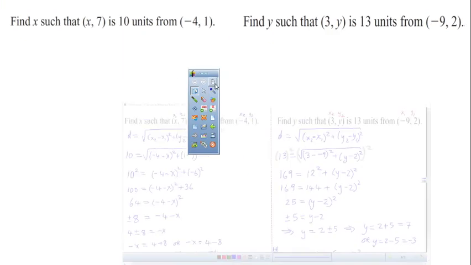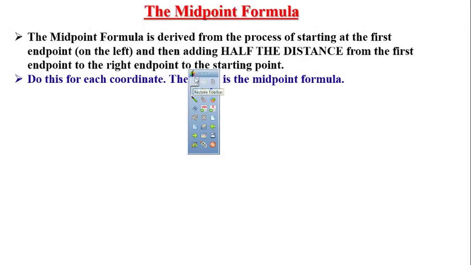Okay, now let's move on to another application. Well, not quite an application, another formula that we should know, the midpoint formula. The midpoint formula tells us how to find the coordinates of the point in the middle of a line segment, the midpoint. It is derived from starting at the first endpoint, in which case we're going to use the one on the left, and then adding half the distance from the left endpoint to the right endpoint.